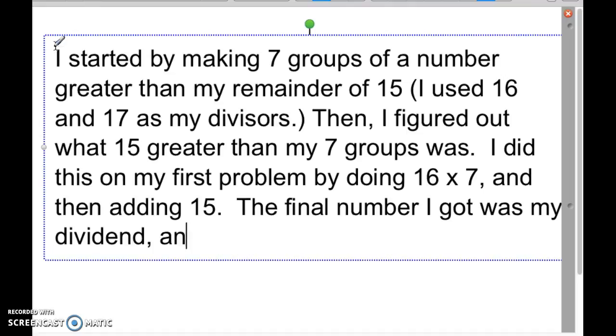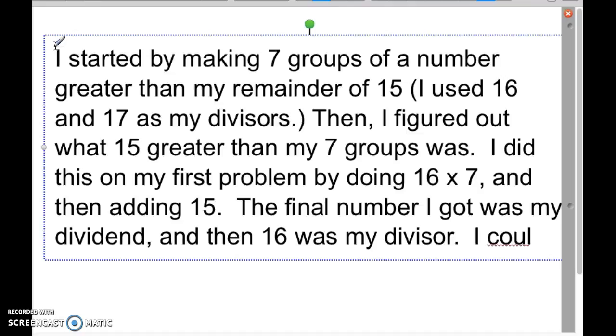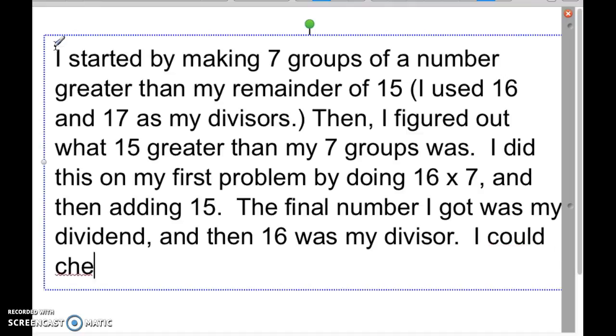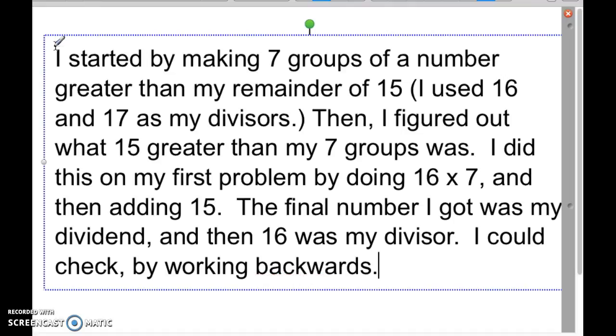The final number I got was my dividend, and then 16 was my divisor. I could check by working backwards. So that would be an example. Yours doesn't have to look exactly like that, and it shouldn't, because obviously you're searching for a different remainder and a different quotient, but hopefully that gives you an idea of what you could work on for that.